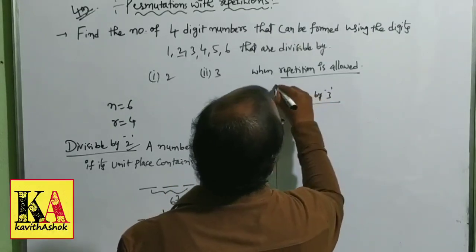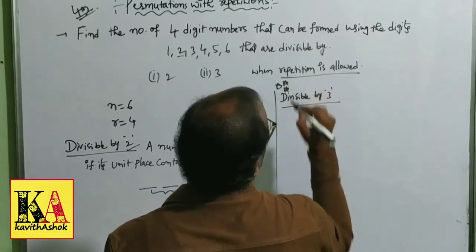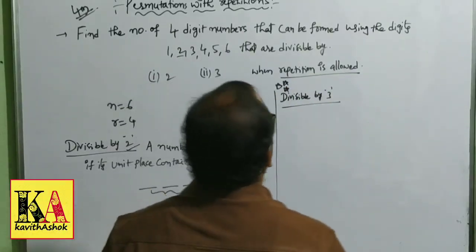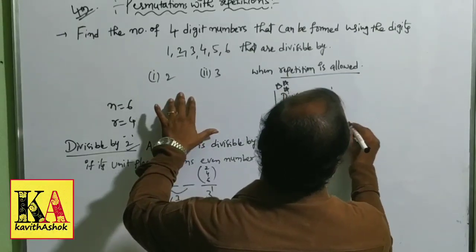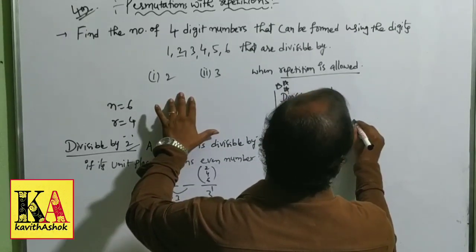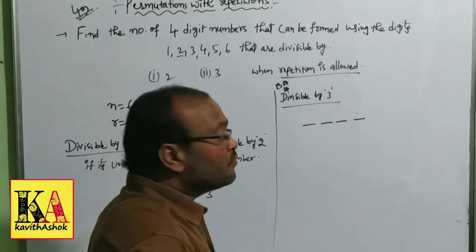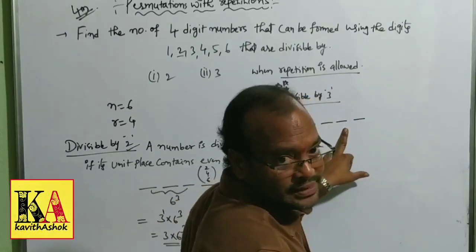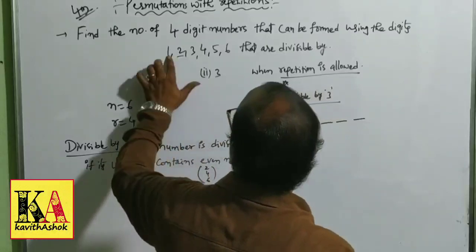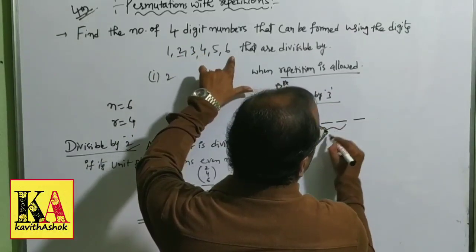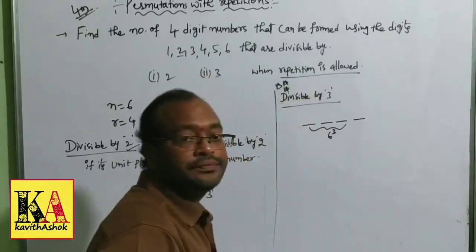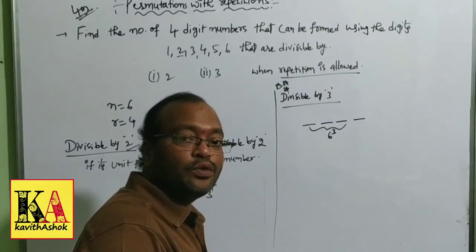So this is very, very important. Okay. Divisibility concept, right? A 4-digit number. First fill up these 3 places. How many ways can we fill them? 1, 2, 3, 4, 5, 6 numbers are there. We can fill them in 6 cube ways.